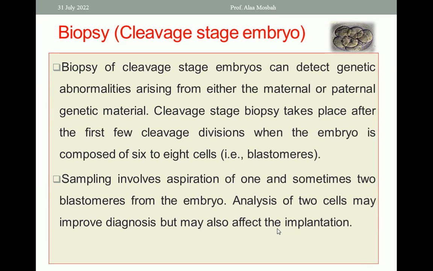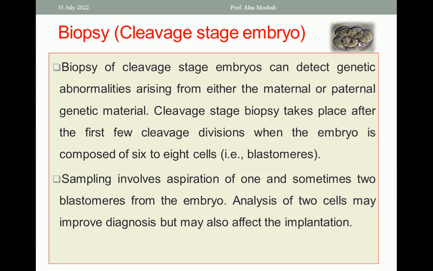Cleavage stage biopsy takes place after the first few cleavage divisions, when the embryo is composed of how many cells? 6 to 8 cells. These cells, as in this picture, are called blastomeres. So it is about 6 to 8 cells, and I need only 1 or 2 cells at maximum. So aspiration of 1 blastomere or 2 from the embryo, then analysis of the cells.